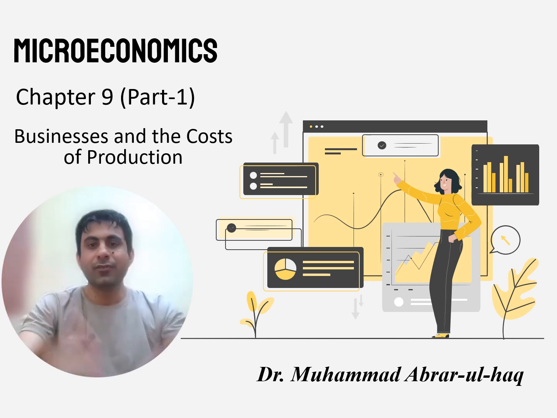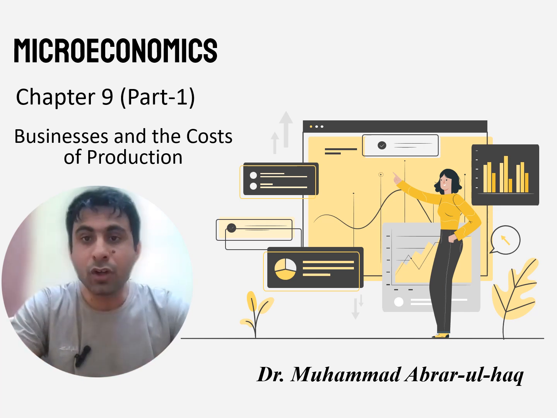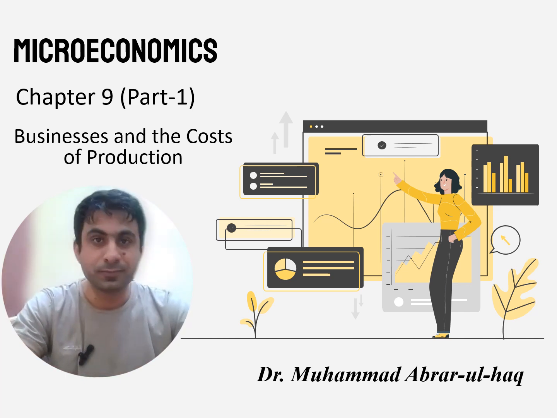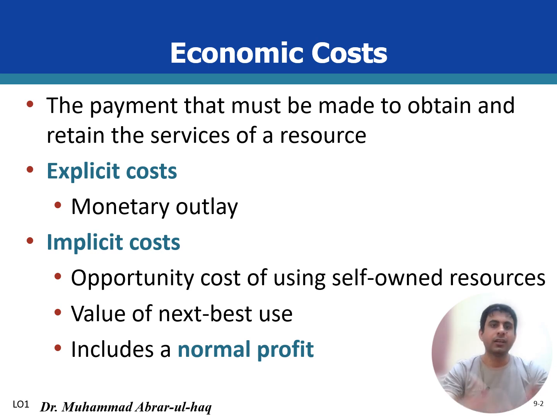So let's kick off with a deep dive into short-run production relations as well as economic versus accounting cost. Economic cost is the payment that must be made to obtain and retain the services of a resource, and it encompasses both explicit and implicit cost. Explicit costs are direct, out-of-pocket expenditures that involve a monetary outlay, such as wages, rent of the building, and the cost of raw materials.